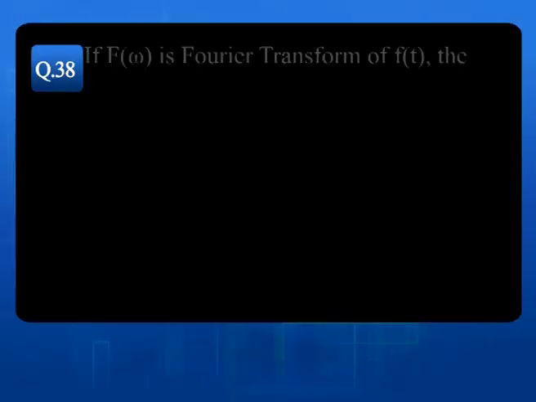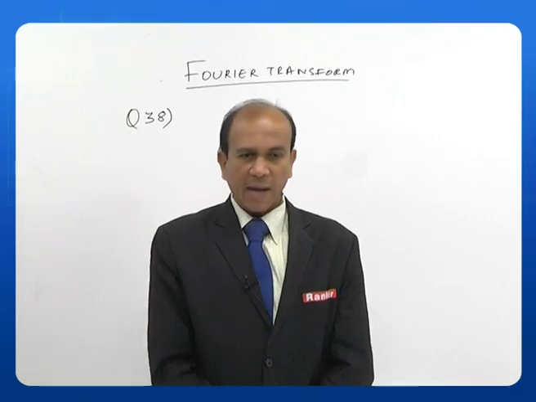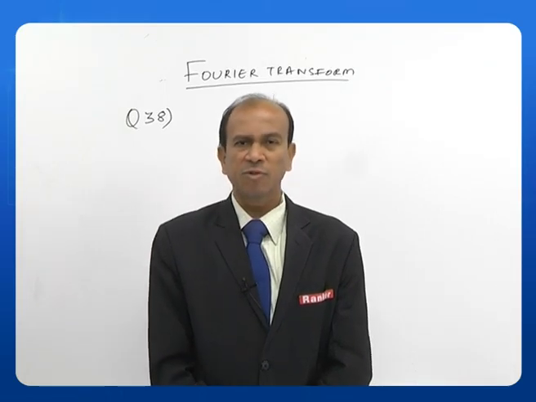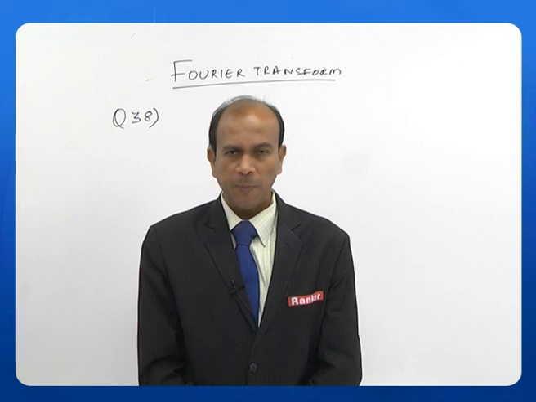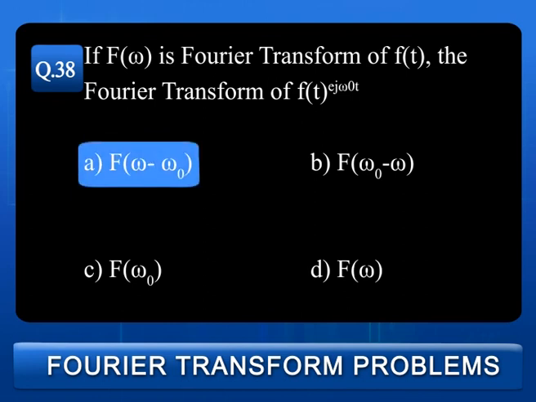30th question. If F of omega is the Fourier transform of f of t, the Fourier transform of f of t multiplied by exponential e to the power of j omega naught t is: A, F of omega minus omega naught; B, F of omega naught minus omega; C, F of omega naught; D, F of omega. Again, this question is based on the frequency shifting property, which was asked in another way. So the answer is A, that is F of omega minus omega naught.